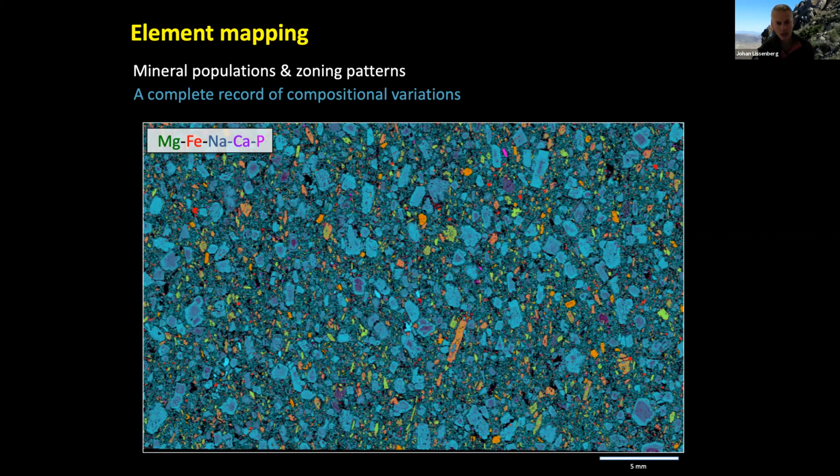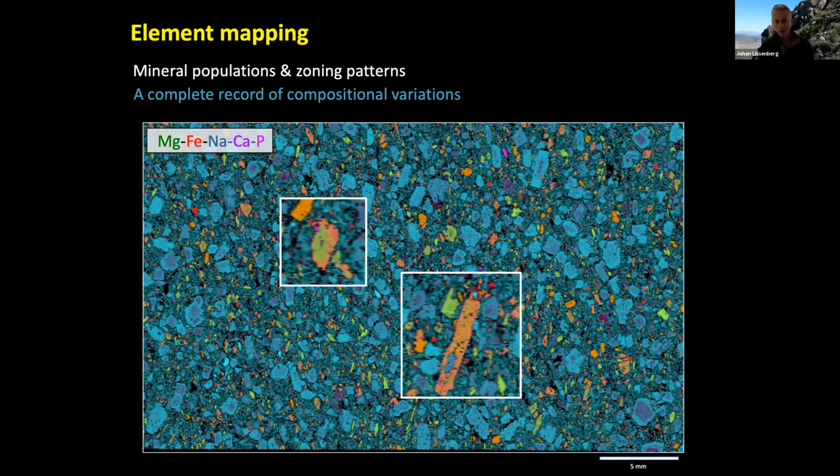The color scale is the same, except that we've added calcium in purple to highlight the anorthite zoning in the plagioclase. So you can readily see that there are two populations of amphibole, a green one, which is more primitive, and an orange one, which is more evolved. And by far the majority of the grains are unzoned.